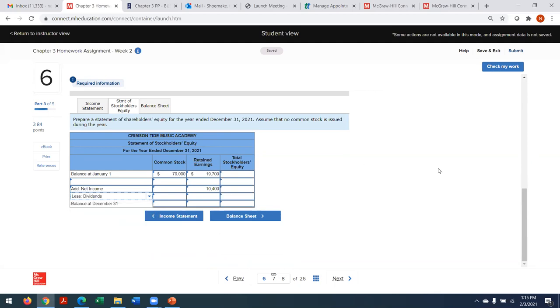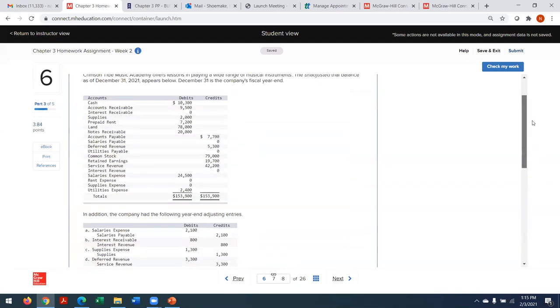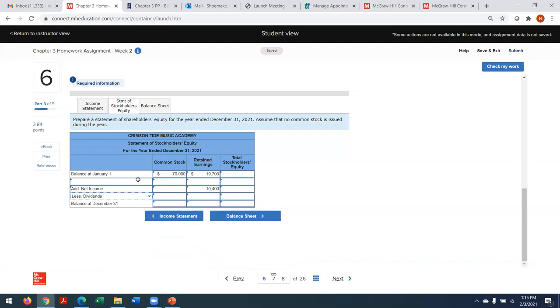Less our dividends. Do we pay any dividends? I don't see that we did, guys. And I'll just say add issuance of common stock, which we didn't. So we've got 10.4.